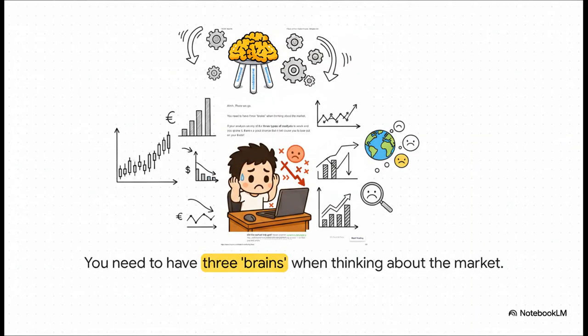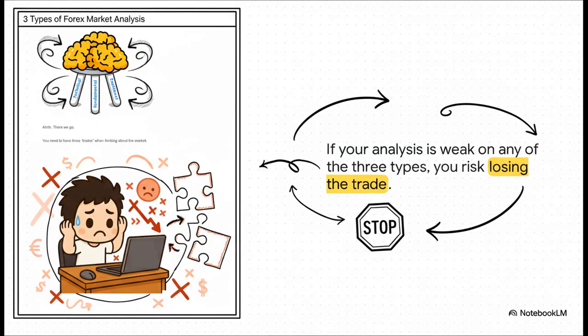There we go. This is the goal. This is what you're shooting for. You need to have three distinct brains when you approach the market. One that's thinking about the technicals, one that's thinking about the fundamentals, and one that's thinking about sentiment. And they all have to work together, in harmony. And let's be crystal clear about what's at stake here. The source material puts it perfectly. If your analysis on any of these three types is weak, or you just decide to ignore one, there is a very good chance it will cause you to lose on your trade. You just can't be a one-trick pony in this game.